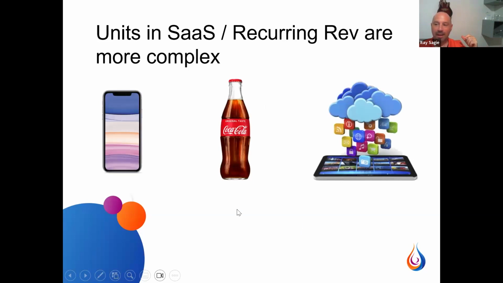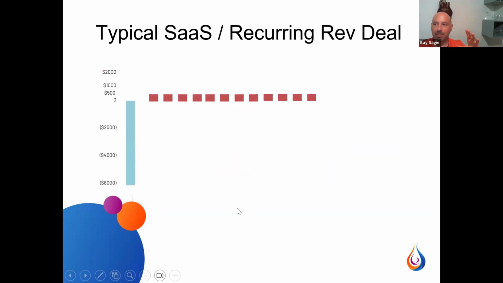Now, a typical recurring revenue type of deal looks like this. There is some sort of expense you have to incur to attract customers, let's say $6,000 that you spend either on ads or on an expo that you went to, whatever that is. And now you have a customer, let's say, that's paying you $500 a month. That's how SaaS or recurring revenue models work.